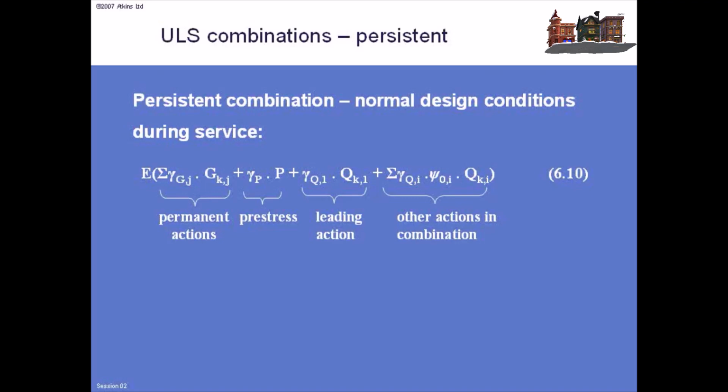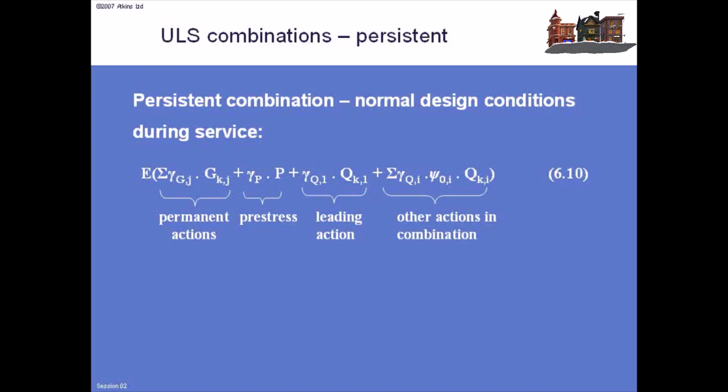For each of these, within reason, we need to calculate the characteristic value. We need to multiply by the combination value, which reduces its magnitude because of the low probability of it reaching its peak value at the same time. And then we factor by the gamma factor for variable actions.